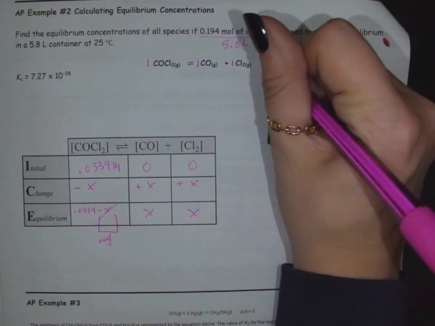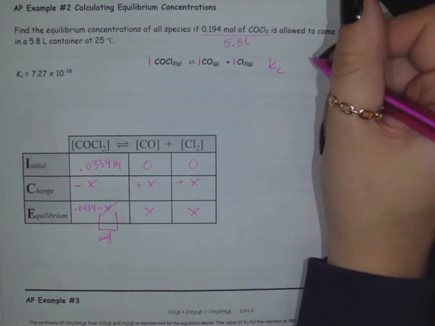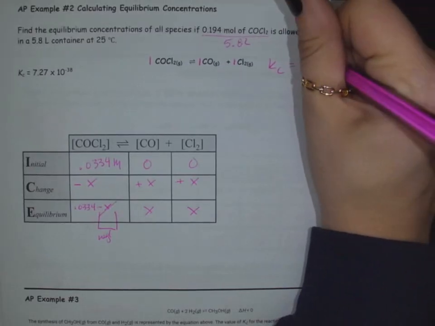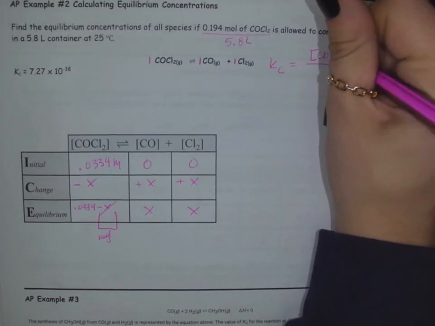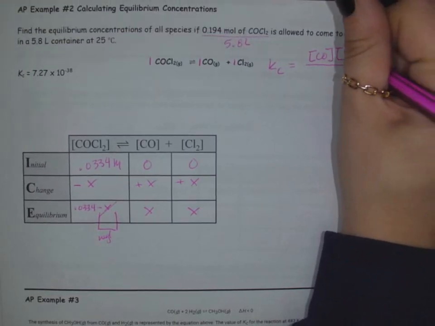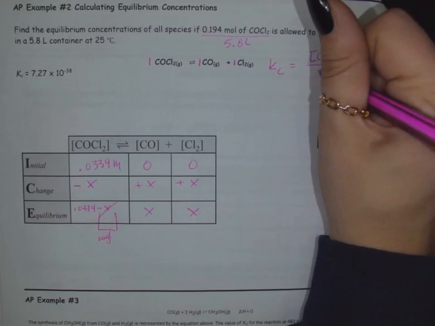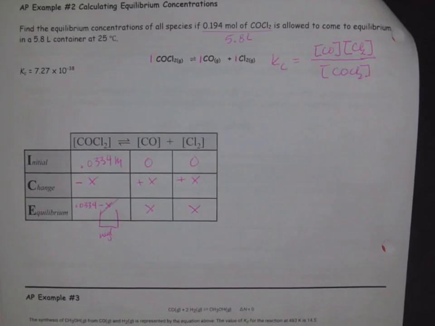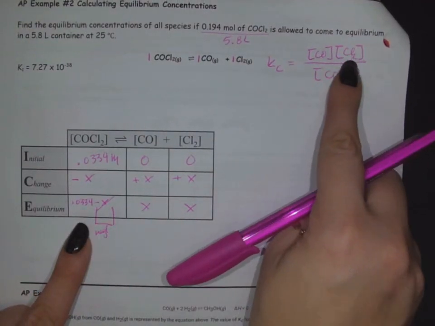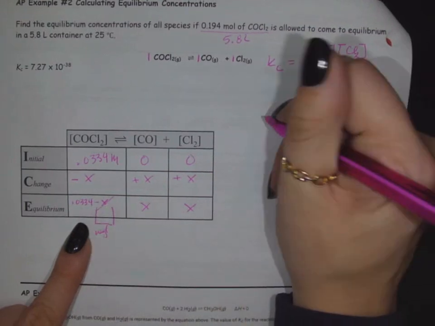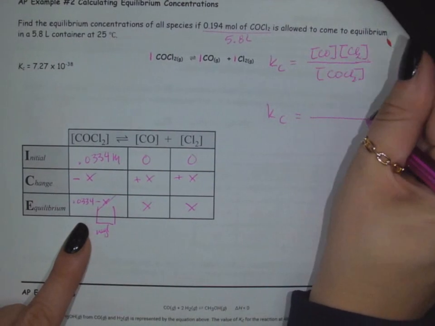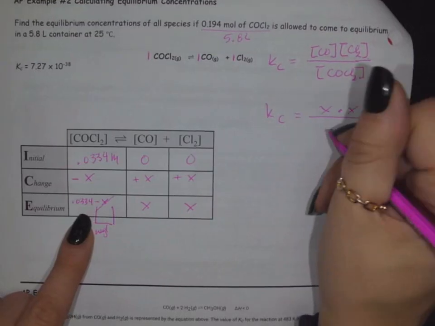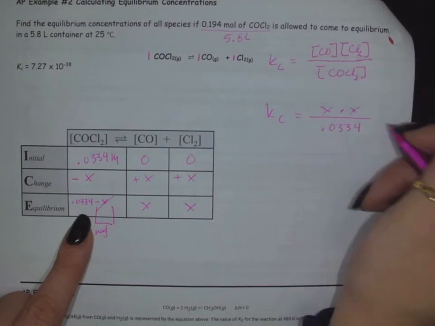And we know the Kc value, and now I'm going to write the Kc expression. All of these are gases, and so they will all go in my equilibrium expression, but I'm using brackets this time. Concentration of carbon monoxide raised to the first, concentration of Cl2 raised to the first, divided by COCl2. Beautiful. And now I'm going to plug these in here because this is what they are at equilibrium. So my Kc equals, both of those were x, and then this one was 0.0334. Okay.